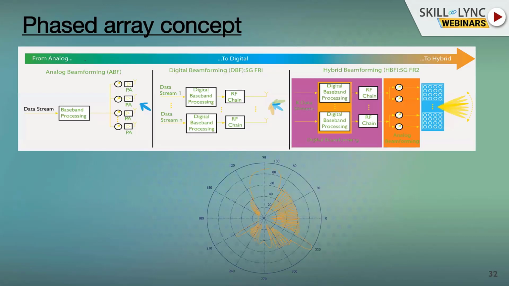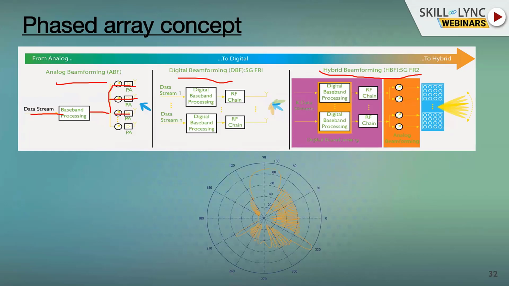And we have beamforming networks available. In order to excite each antenna element, we have analog beamforming, digital beamforming, and hybrid beamforming. So let's spend one minute on this. In analog beamforming, the data stream comes in, goes through baseband processing, and then it is given to the multiple antenna elements through the front ends.